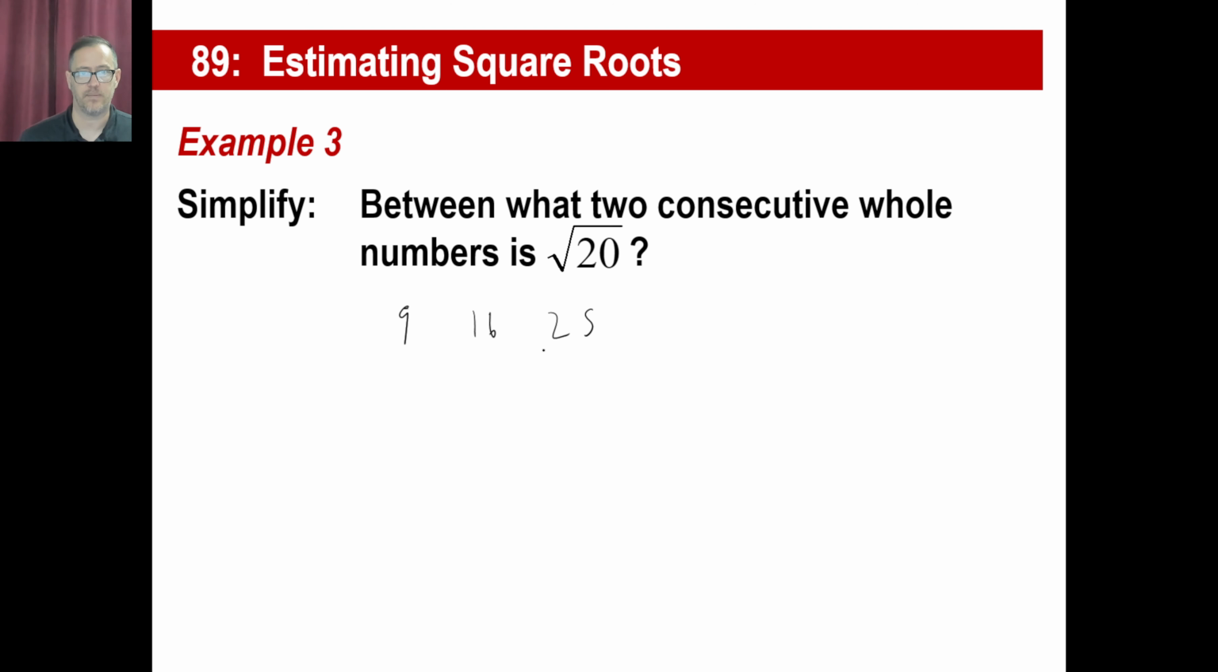Wait a minute. The square root of 9 is 3. The square root of 16 is 4. The square root of 25 is 5. Because 20 is in here somewhere, right there between 16 and 25, you would say, okay, the answer is somewhere between 4 and 5. If you ever needed to know exactly what the number was, you just use a calculator and find out. That's the easiest way to do that.